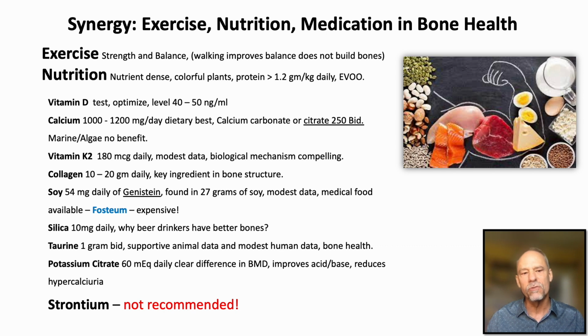Taurine is an interesting supplement that has terrific animal and some modest human data for bone health. I like taurine. And potassium citrate changes the acid-base balance, which can decrease the likelihood of kidney stones. It also can improve bone health. We will talk about strontium, but you can see that I have a big red not recommended there.